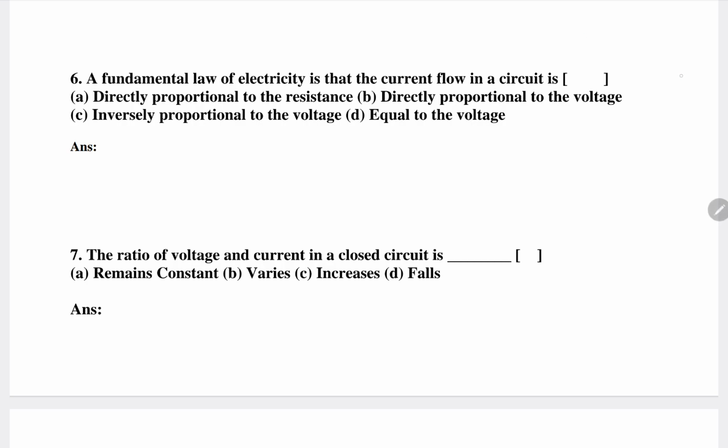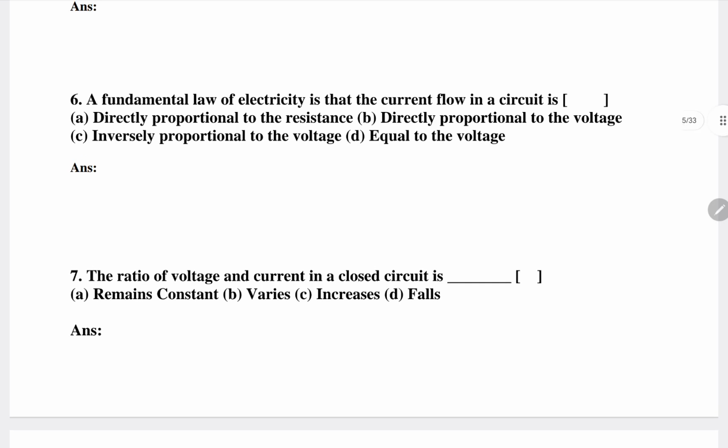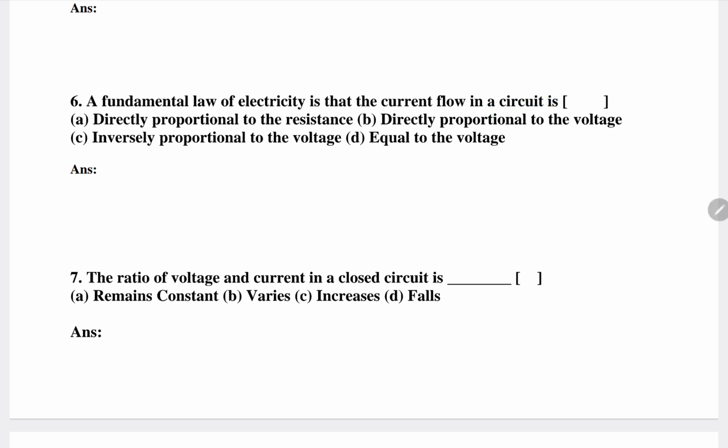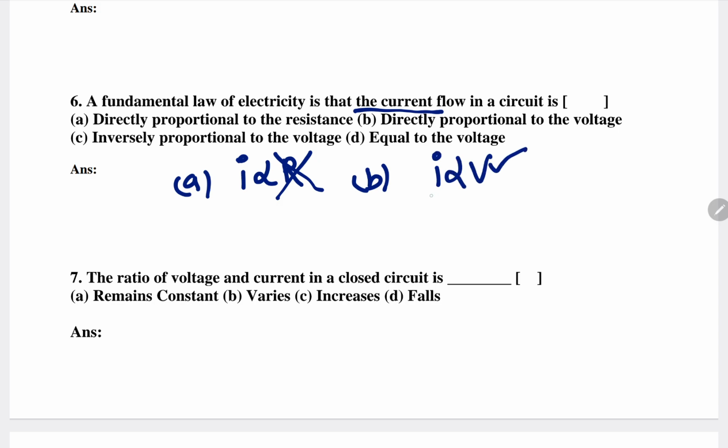Next, sixth question. A fundamental law of electricity is that current flow in a circuit is... Is current directly proportional to the resistance? Option A says I is directly proportional to resistance, it's wrong. And B says directly proportional to the voltage, I proportional to voltage, this is correct. More applied voltage, more current. Voltage is more means current is going to be more. So current in a circuit is directly proportional to the voltage, this is correct.